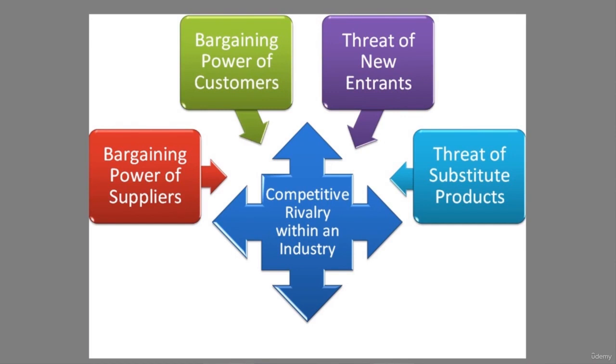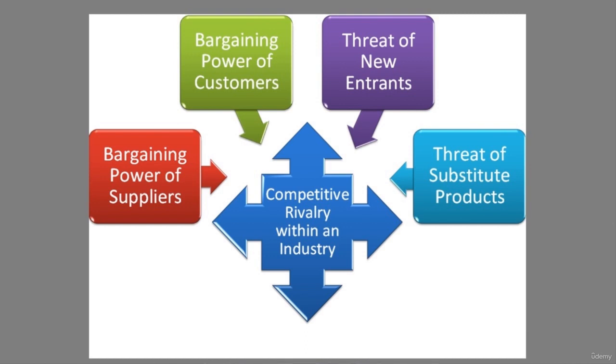So if we look at this graphically, we'll start in the middle with competitive rivalry within an industry. How many competitors are there? Are they very strong competitors? Or are there only a few competitors? Are there many competitors? How competitive is the industry overall? And where do we stand right now in terms of market share within that competitive industry and in relation to our competitors? Next, we'll look at bargaining power of suppliers.